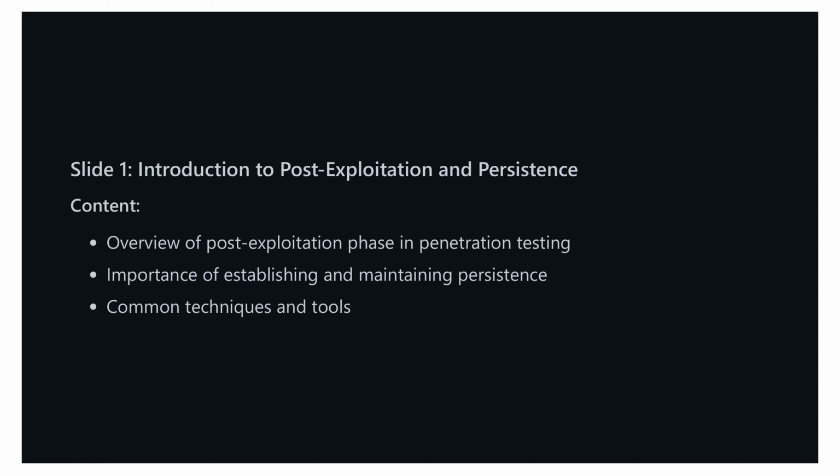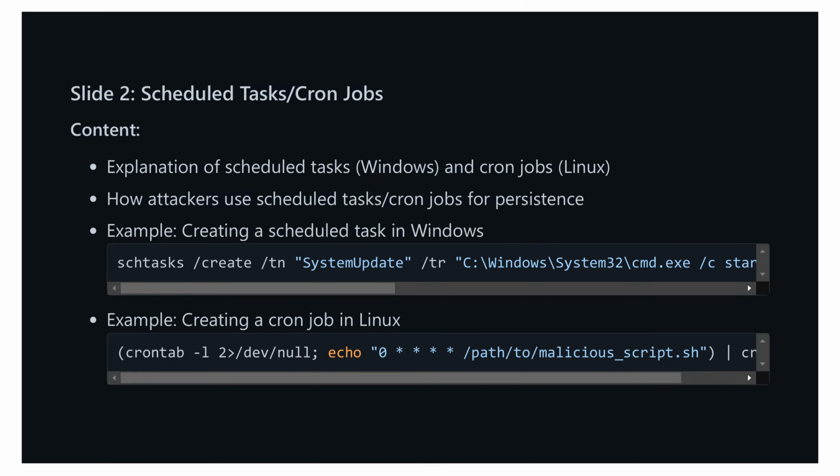In the next slide, we'll delve into specific methods such as scheduled tasks on Windows and cron jobs on Linux. Here, you'll learn how these are utilized by attackers to maintain persistence and see real-world examples of how they are created. Slide 2 dives into the realm of scheduled tasks in Windows and cron jobs in Linux, both pivotal techniques that attackers often use for achieving persistence during the post-exploitation phase.